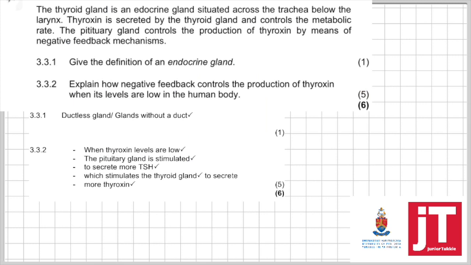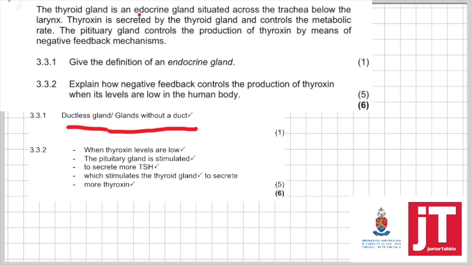3.3. The thyroid gland is an endocrine gland. As you can see, it's spelled incorrectly. It's an endocrine gland situated across the trachea below the larynx. Thyroxine is secreted by the thyroid gland and controls the metabolic rate. The pituitary gland controls the production of thyroxine by means of a negative feedback mechanism. 3.3.1. Give the definition of an endocrine gland. So, what is an endocrine gland? It's a gland that does not have a duct, or we call them ductless glands.